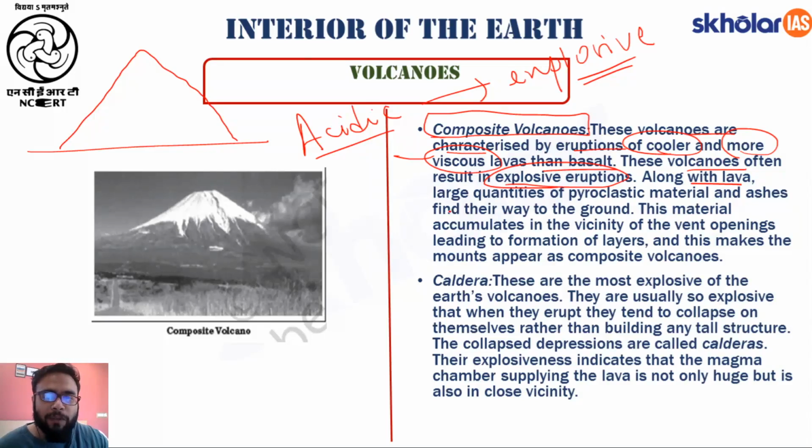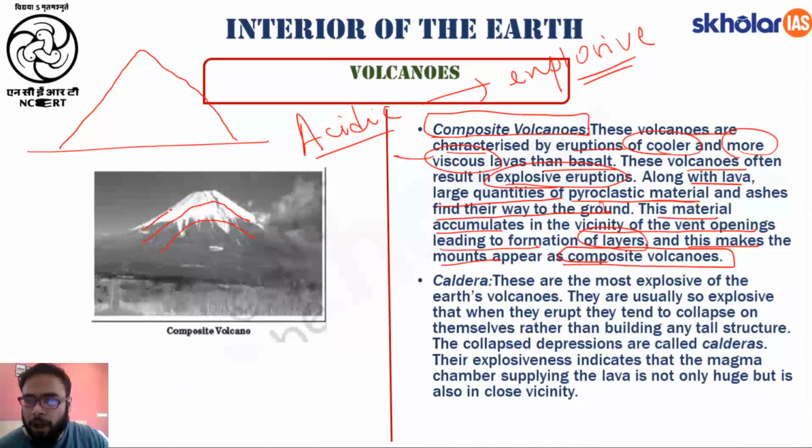Fine. So along with the lava, large quantities of pyroclastic material and ashes find their way to the ground. This material accumulates in the vicinity of the vent openings, leading to formation of different layers, and this makes the mountain appear as composite volcanoes. Understood? Very, very simple, right? So we will get different layers. This is how the volcano will look, because since it is highly viscous in nature, the lava accumulates in different layers, and because of this its steepness or vertical height keeps on increasing.